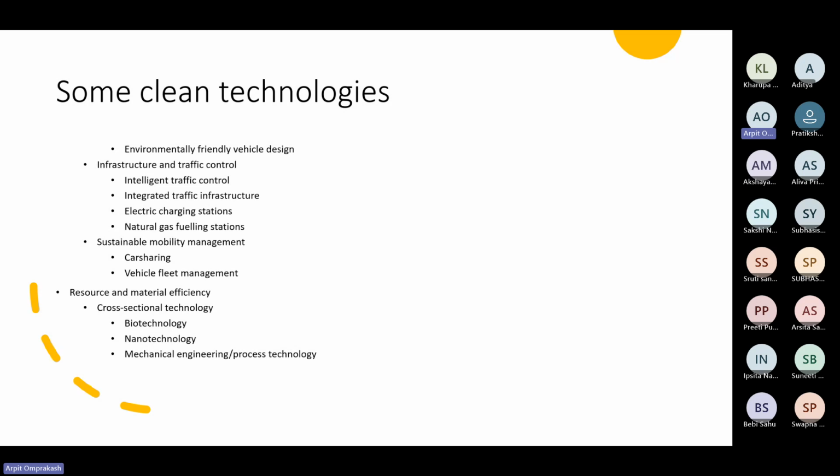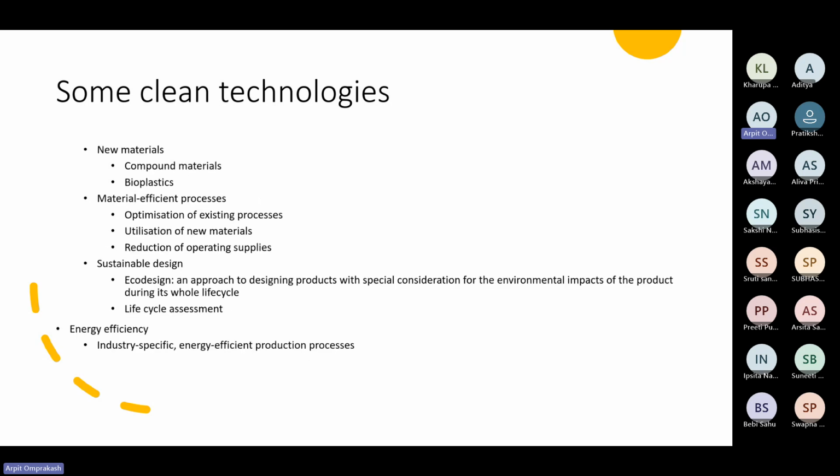Resource and material efficiency, such as cross-sectional technology, which is basically interdisciplinary sciences that increase the efficiency of different fields of science, such as biotechnology, nanotechnology, and development of new materials, such as bioplastics and compound materials, which are less degrading to the environment. Then material efficient processes, where we are able to produce more and more materials with fewer resources, or we are wasting less and less resources.